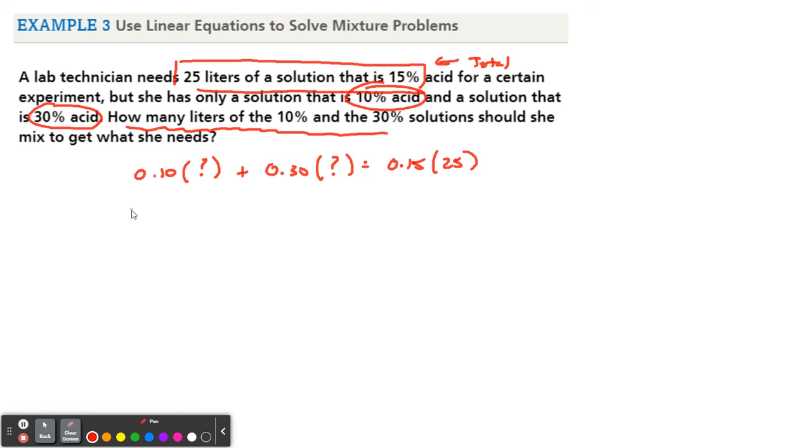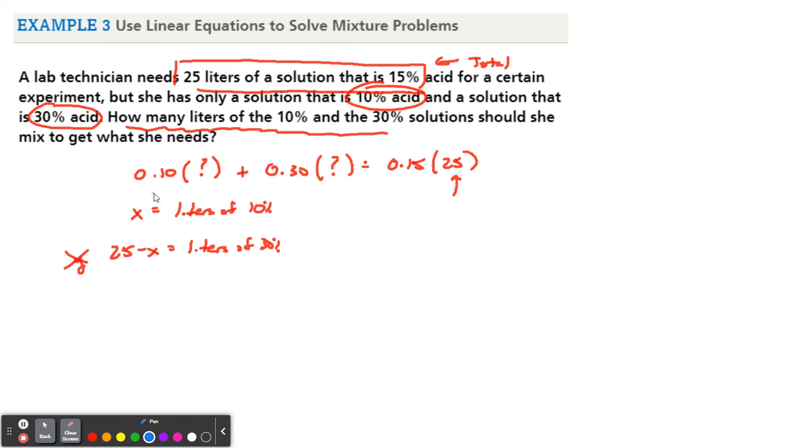Okay, so we're going to let X be this first question mark, a number of liters of 10%. So the liters of 10%. So then what is the other one going to be? Well, if your total is going to be 25 liters and you're going to have an X of the 10%, then you need 25 minus X of the 30%. You don't want to introduce a Y, because you only have one equation. And we'll talk later on in this course that, if you only have one equation, you can only have one variable to solve for.